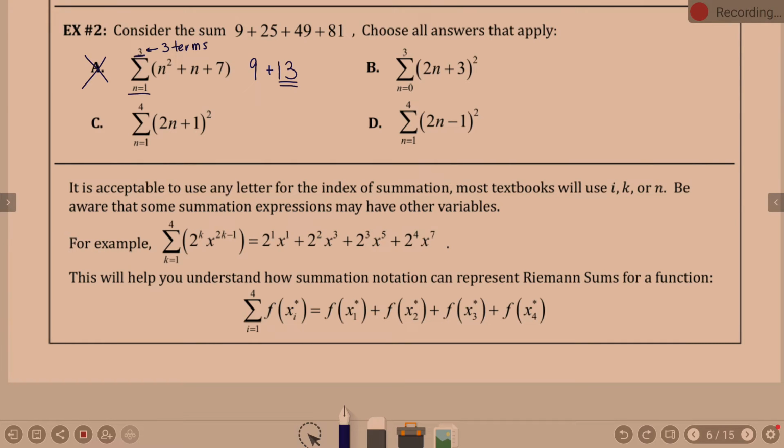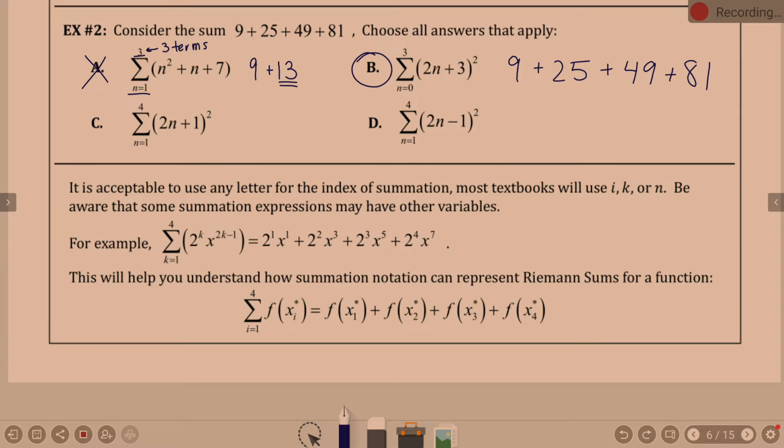At that point, my suggestion is just start plugging in numbers, see if it works. When I plug in 0, we get 3, 3 squared, we get 9. Okay, first one's good. Plug in 1. 2 plus 3 is 5. 5 squared, 25. So far, so good. Plug in 2. 7 squared, 49. And plug in 3. 2 times 3 is 6, plus 3 is 9. Squared is 81. Okay, what do we know? B appears to work, doesn't it?